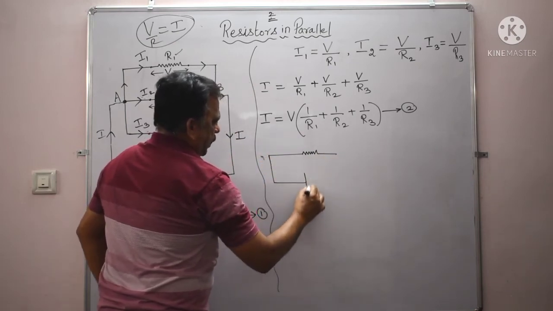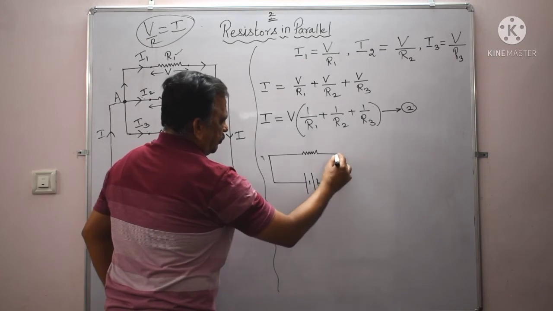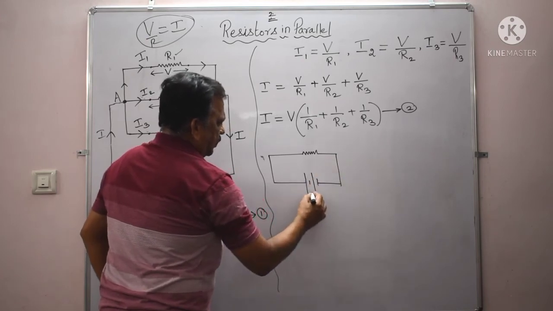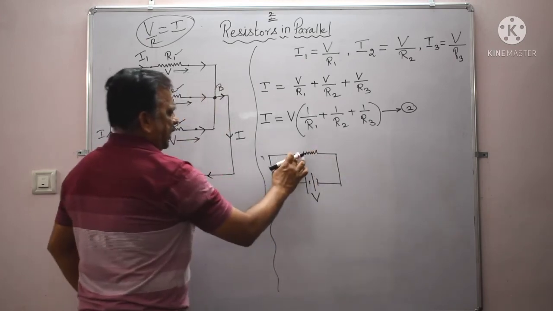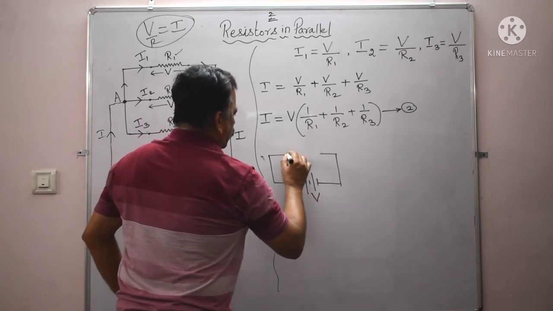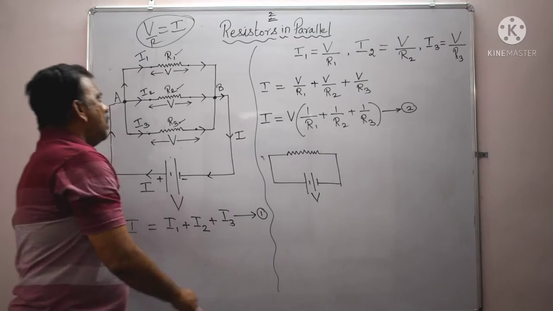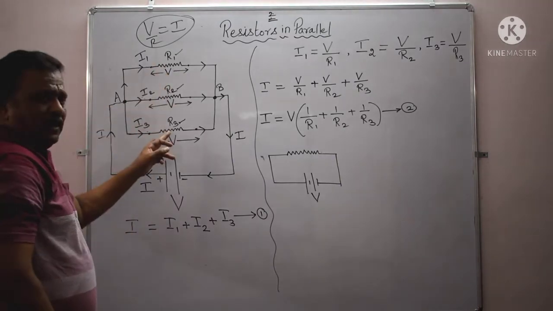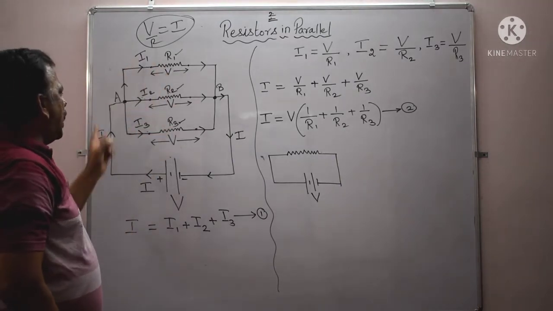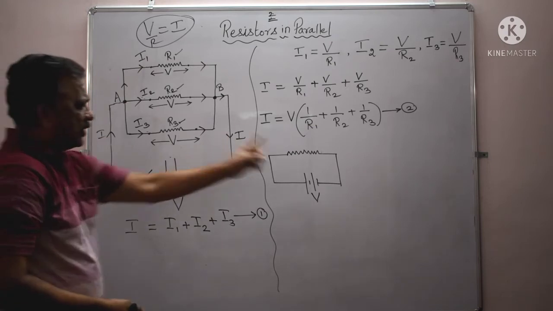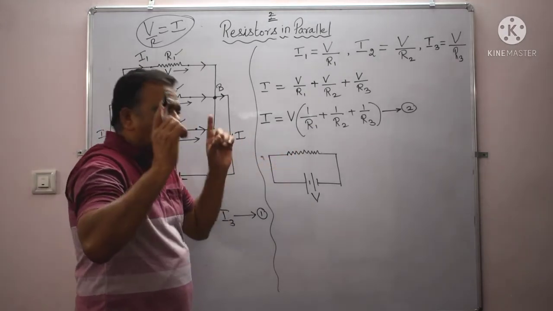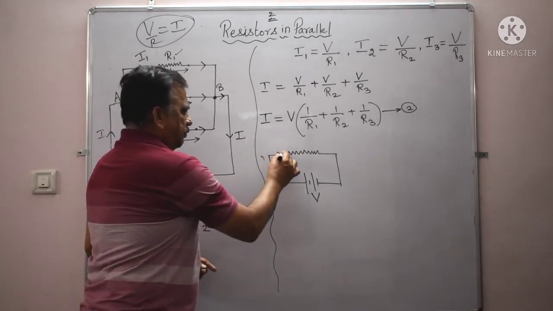And let me connect it to the same battery. This single resistor, which I am going to call an effective resistor, should do the same job as the individual resistors. Which means all the three resistors put together allow the current of I ampere. So this thing should individually allow a current of I ampere.